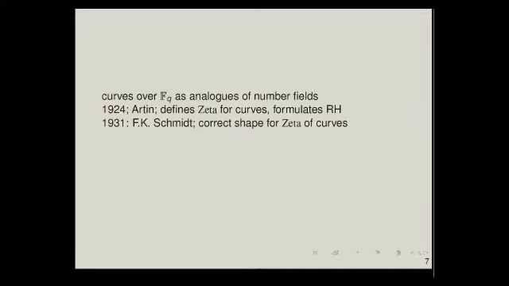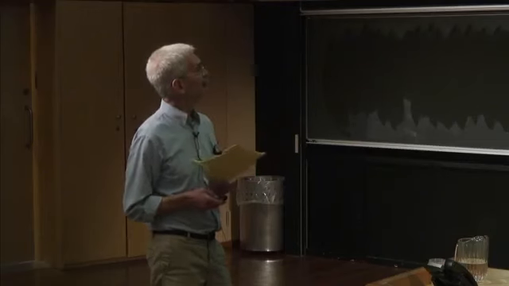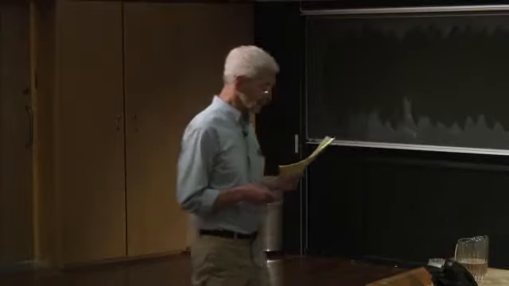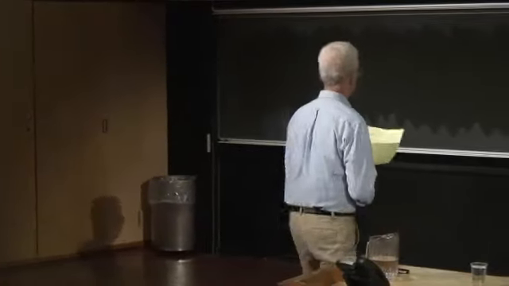So curves over finite fields are seen, so to speak, in the German school as analogs of number fields. And Artin, in his thesis, defines the zeta function of a curve over a finite field and formulates the Riemann hypothesis. And some years later, F.K. Schmidt proves the correct shape for the zeta function of curves. So let me remind you.